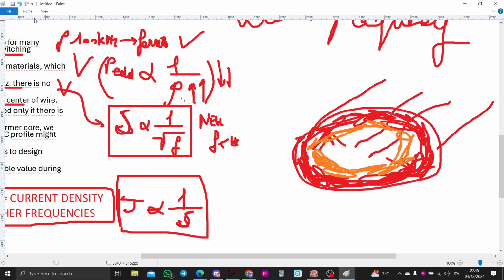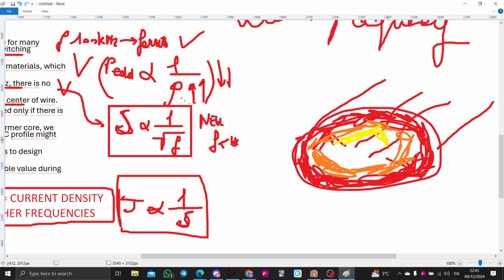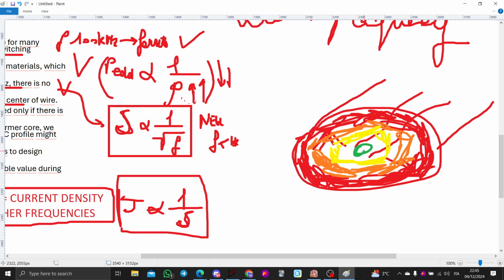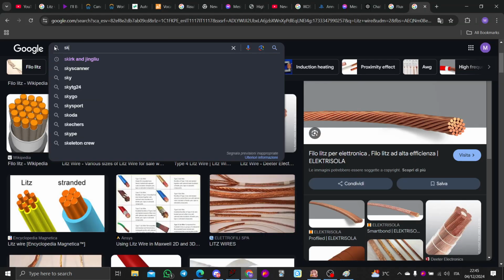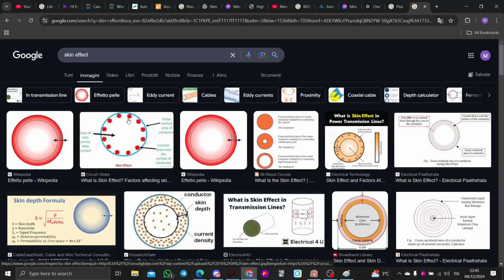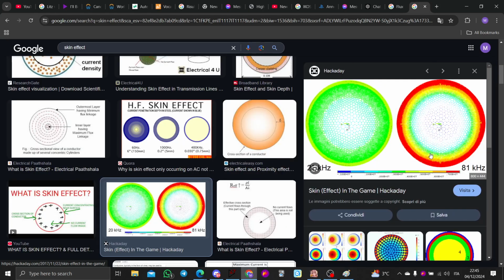Okay, and imagine that the yellow will be like this, and the green will be at the center. So it is something like that. So if I write skin effect on Google, you will immediately see. Okay, so I think that it's quite exactly like this. Yeah, as you can see, this. Oh, this is beautiful. Oh yes, this is beautiful.